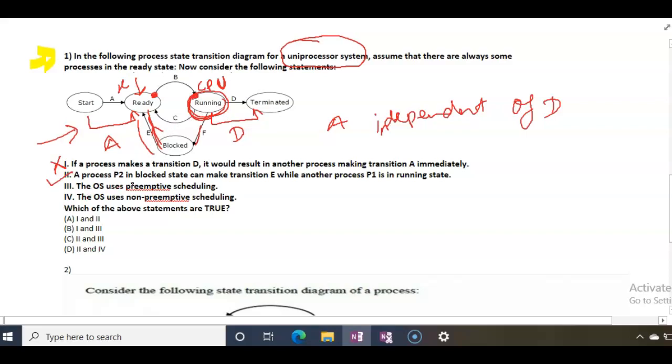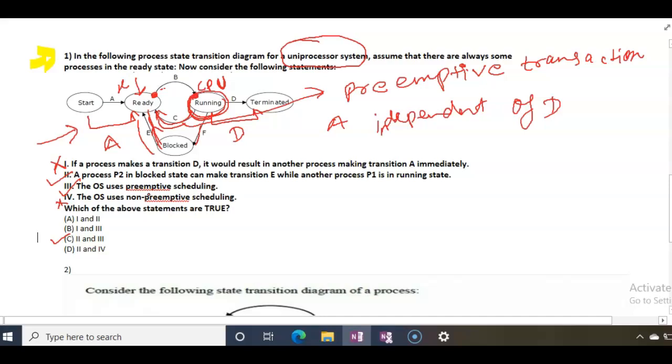And the third thing is the OS uses preemptive scheduling. So guys, whenever there is a transaction from running to ready state, there is always preemptive scheduling, because while a process is in running state, you are just preempting it and sending it back to the ready state. So it is a preemptive transaction, I can say. Okay, so yes, this is correct. And OS uses non-preemptive? No, this is not correct. If the C transaction were not given, then yes, this statement would be correct. So the correct answer is C.